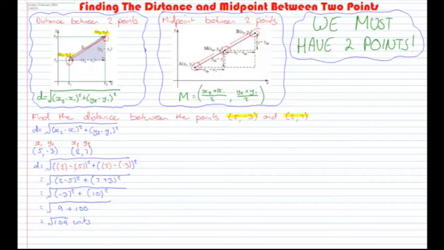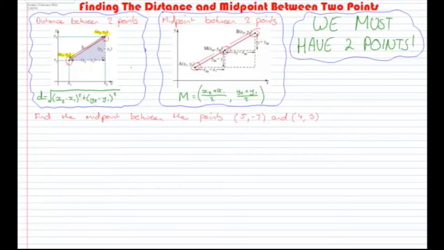Now 2 minus 5, just taking the brackets out there, 7 minus -3 becomes a positive, so 7 plus 3. 2 minus 5 is -3, and 7 plus 3 is 10. Squaring the -3 now gets us 9, and squaring the 10 gets us 100, and of course 9 plus 100 is 109. Now it's actually more accurate to keep it as a square root here, so we're just writing the square root of 109, and we're not sure what the units are, so you just write units.